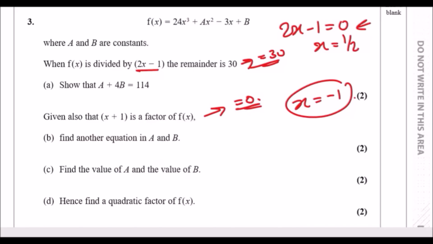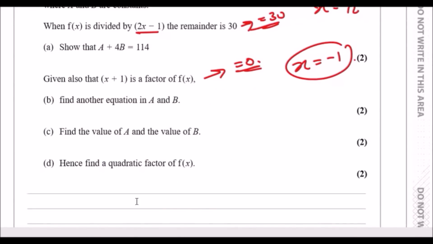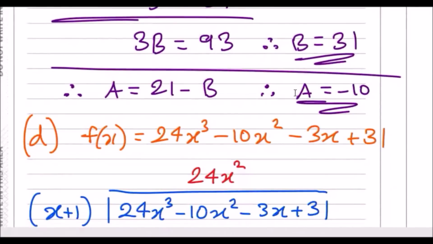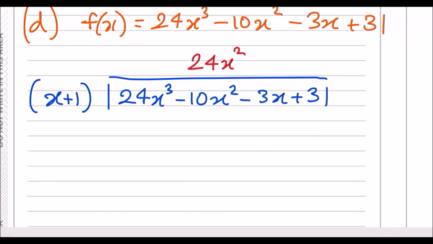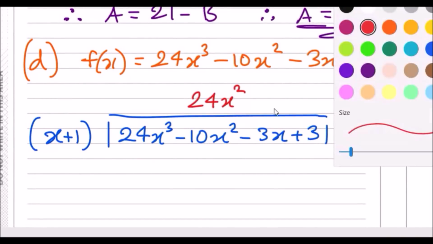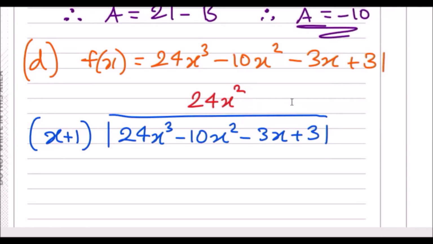Now, D. Hence, find a quadratic factor of f(x). So, if you think about this, the only time we get a quadratic factor from a cubic is if we use long division and we divide it by a known factor like x plus 1. So, this one I didn't solve yet. I was hoping to do this with you guys. So essentially, you just want to do x plus 1 into this cubic term and then find the solution at the top, and that would be your quadratic factor.